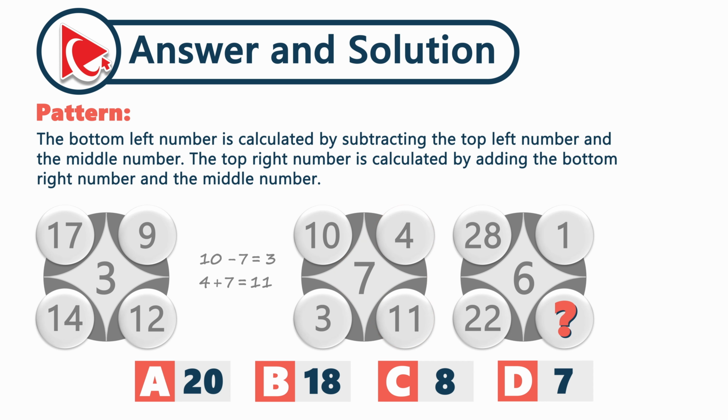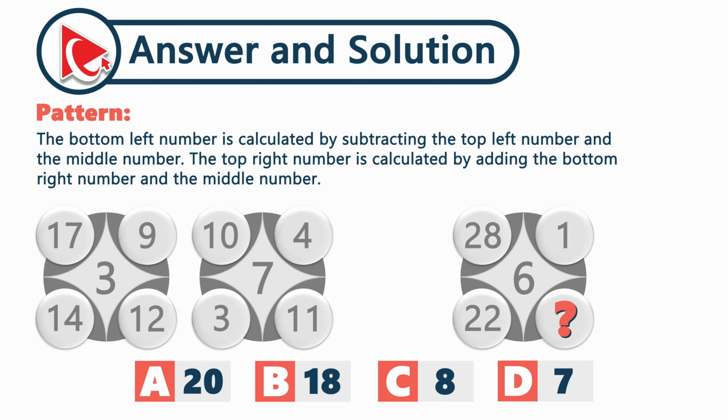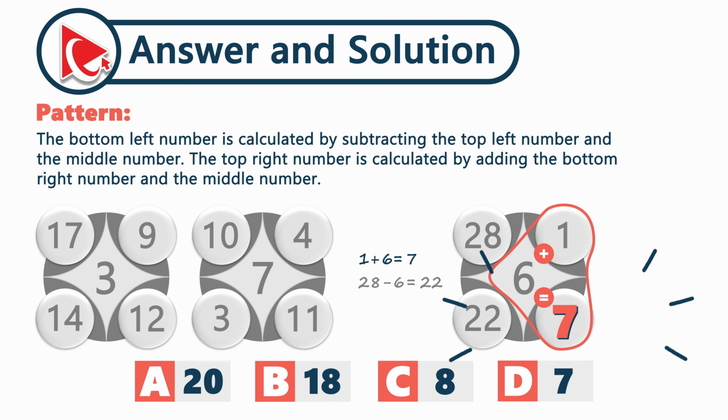Now we've confirmed this pattern, so guess what time it is? It's the magic time to calculate the missing number. 1 plus 6 equals 7, and the correct answer here is choice D, 7.